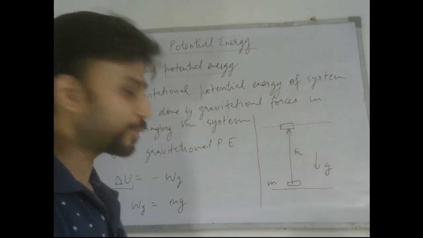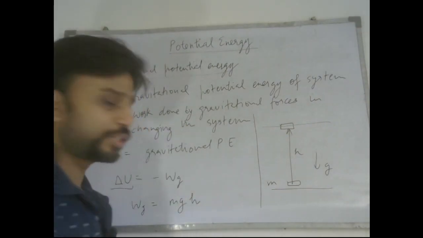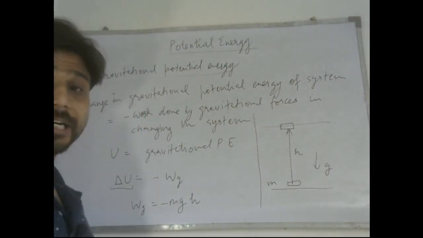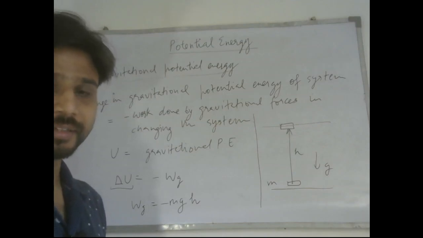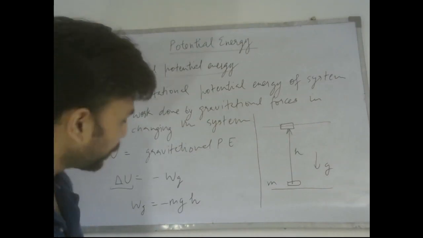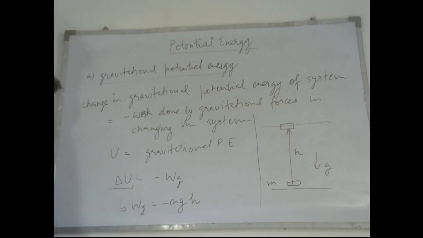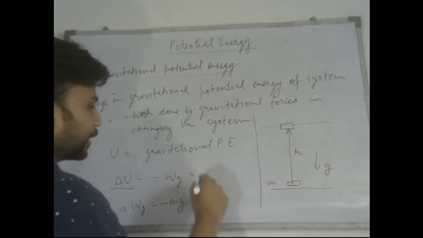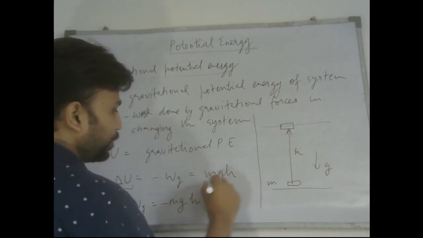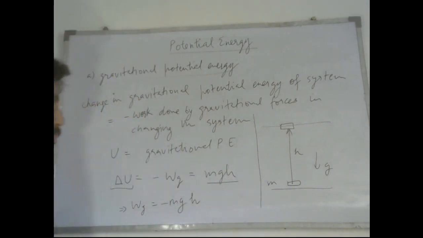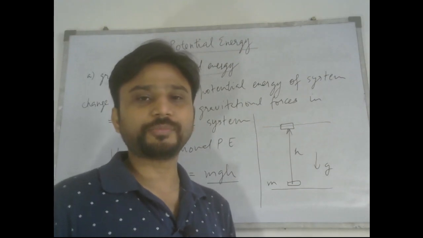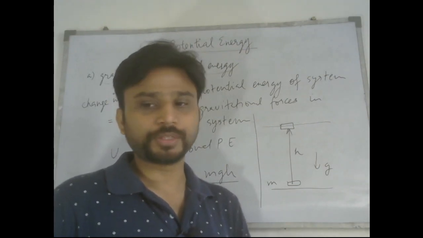What is the displacement of this mass? The displacement of this mass is h, and since displacement and gravity are opposite to each other, we will put a negative sign, signifying negative work. So from this equation, I can directly say the change in potential energy of the system over here is simply mgh. So this is how we define the change in gravitational potential energy, and by which we define gravitational potential energy.